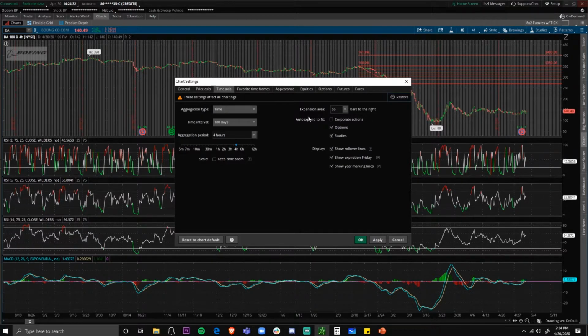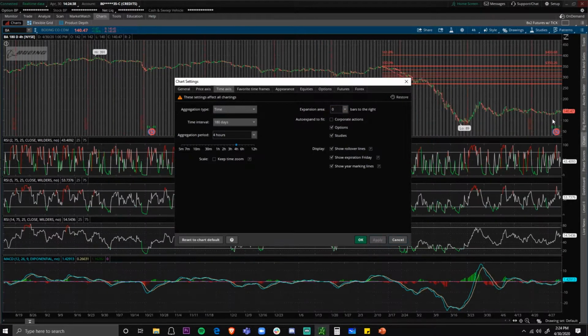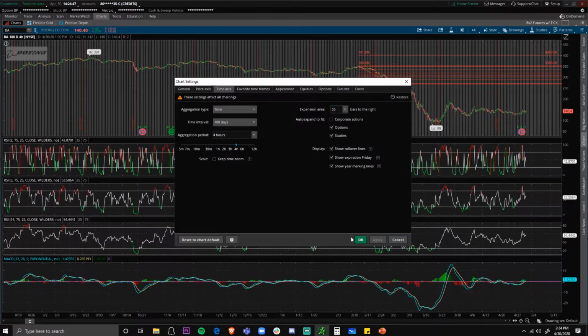This is a key focal point right here. The expansion area. If I change this to 0, watch what happens to the chart. I don't have any room to kind of look out into the future. I don't like that. I changed mine to 55. Hit apply and OK, and you can see it expands out.